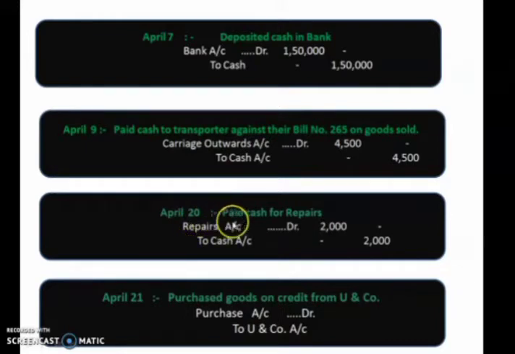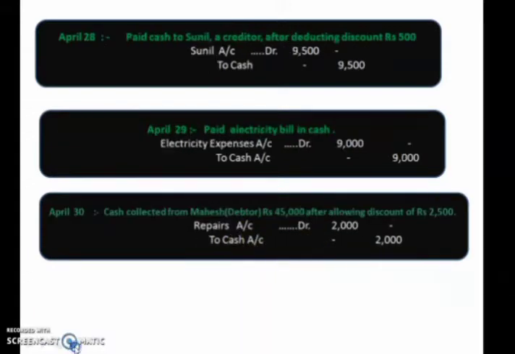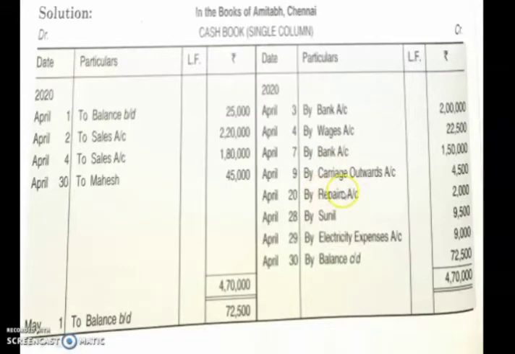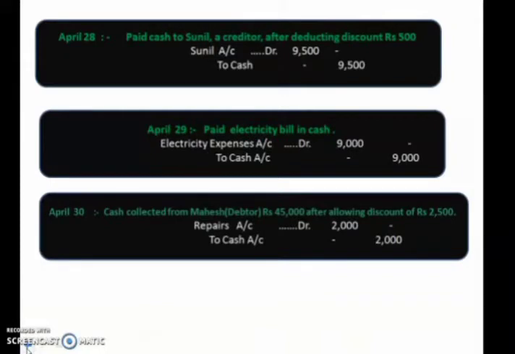Next is April 20, paid cash for repairs. You know that repair means it's an expense. So expenses are debited. If expenses increase, debited. So expenses account debited. You are paying cash for that transaction, to cash account 2,000. On the credit side of the cash book, you will write by repairs account 2,000. Next transaction. Here you can see April 28th.